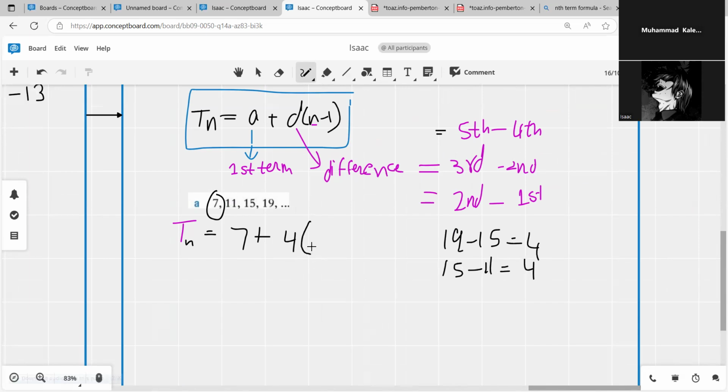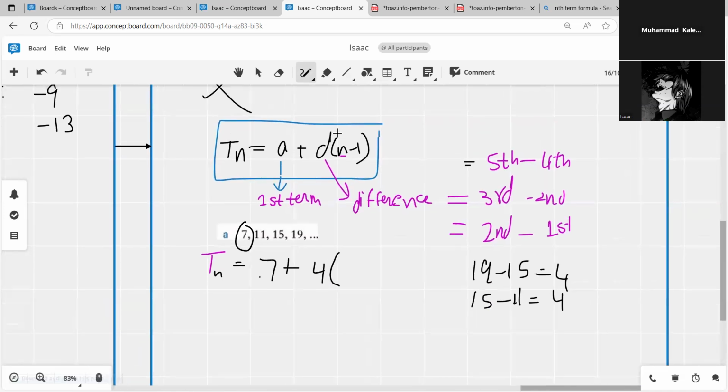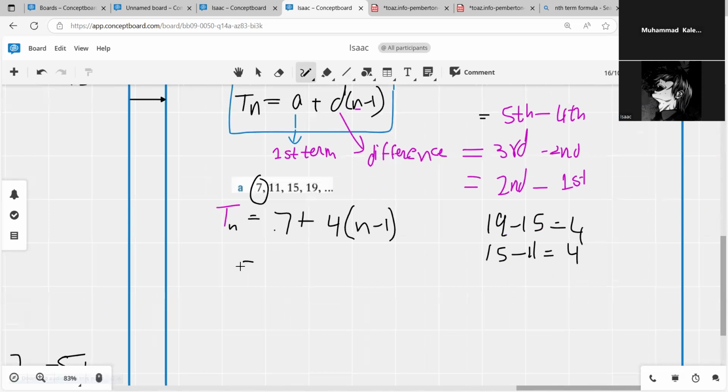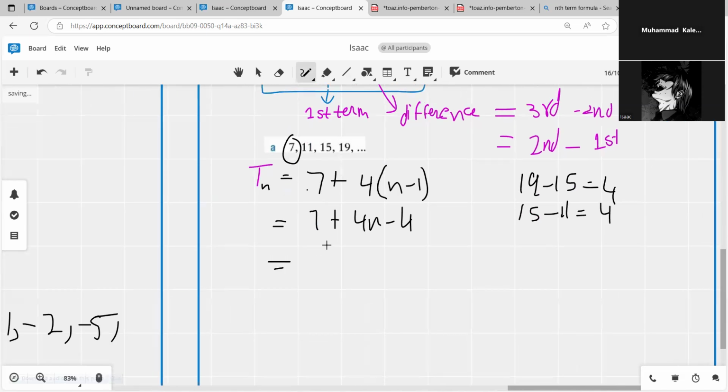So 4, and then we have a bracket. Don't add 7 and 4. According to BODMAS, we cannot add them. So n minus 1 will be written as it is. Then expand this one: 7 plus 4n minus 4. Does this make sense? These are like terms. So 3 plus 4n.